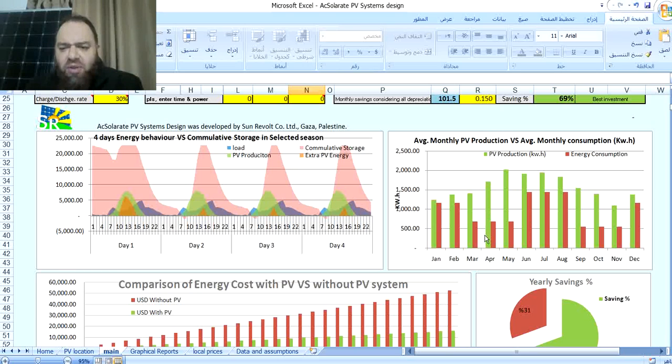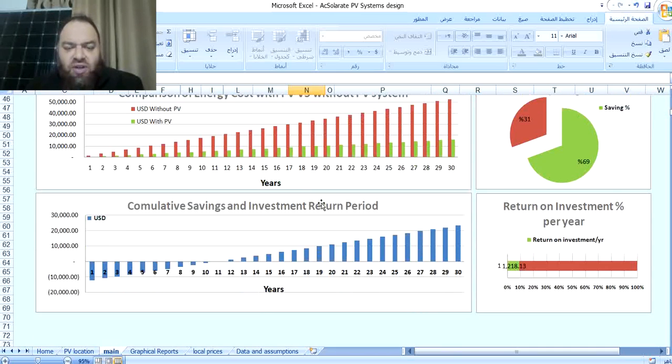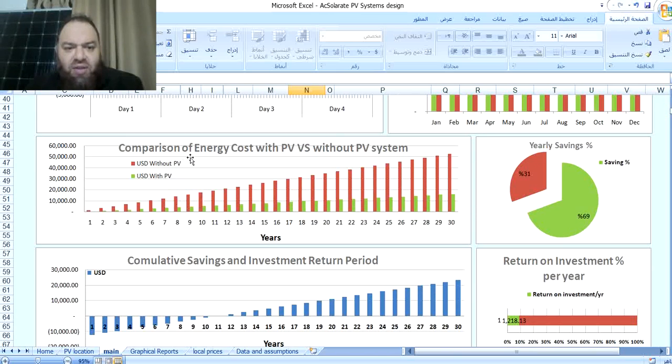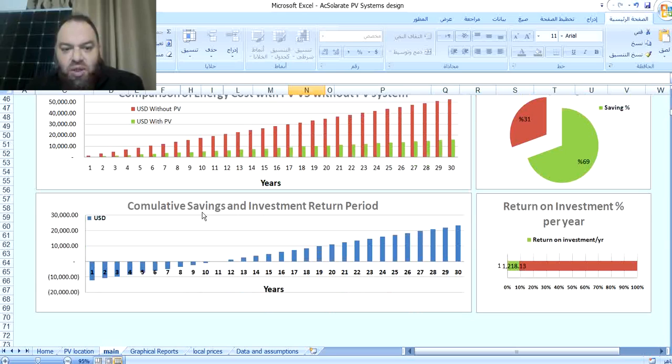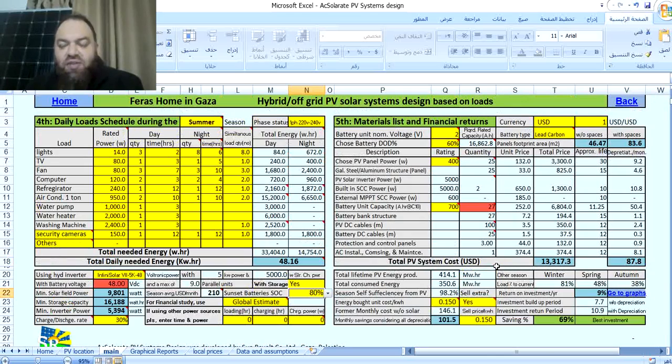So all the months seem to be covered by PV, and this is a financial graph which shows you the comparison of energy cost with PV versus without PV. Red is without PV, and green is with PV, so you are saving much over 30 years. And this is the cumulative savings and investment return period. It's almost 10 years until you get your investment back. So these are the important features of Accelerate.